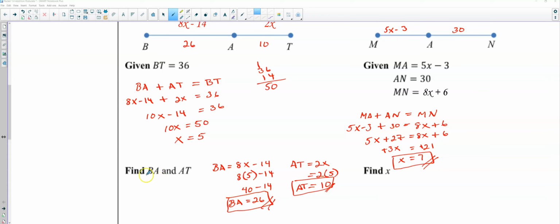So here they were asking for the distance from B to A. Notice I put it there. Here they were just asking for x. Okay, so answer the question. Moving on, let's do some review on algebra.